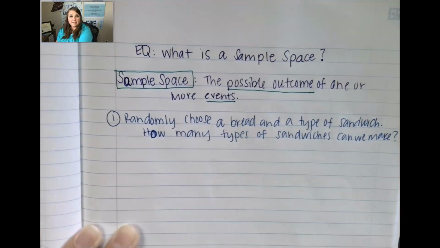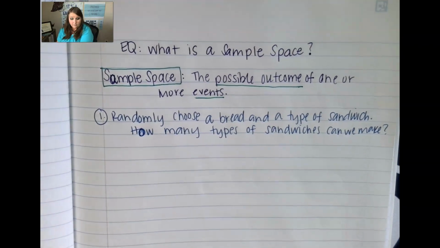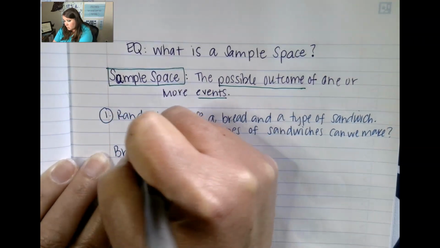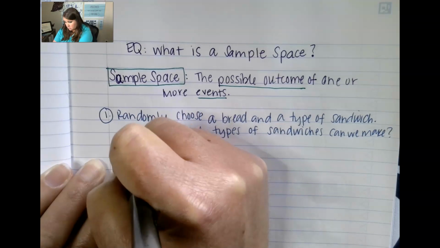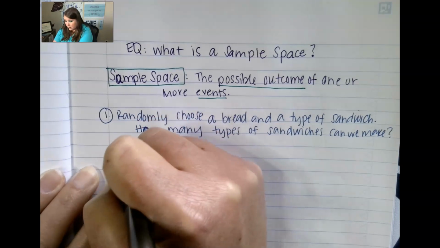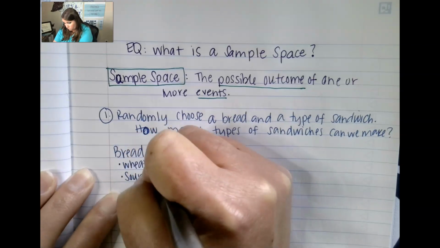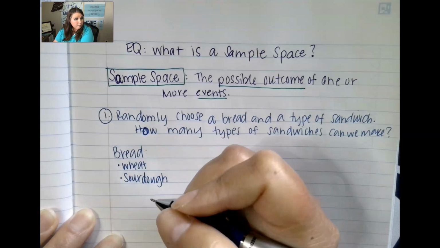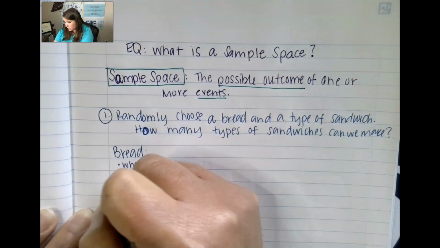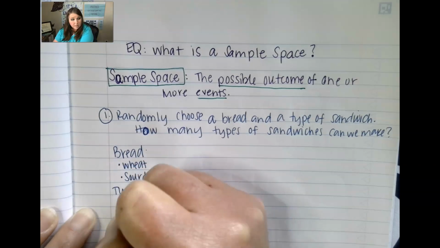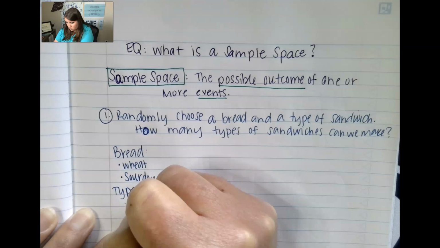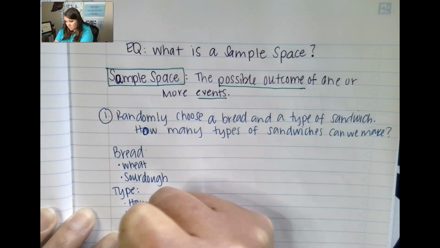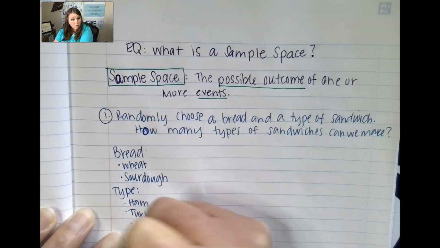Well, let's look at the data and the info and see what they give us. So they give us the types of bread we can use are wheat or sourdough. The type of sandwich that we can have is ham, turkey, steak, or chicken.